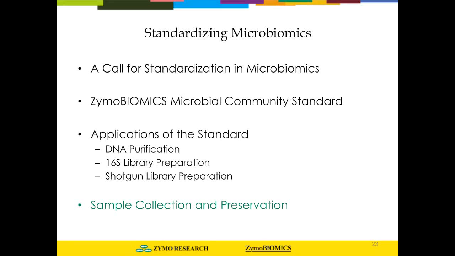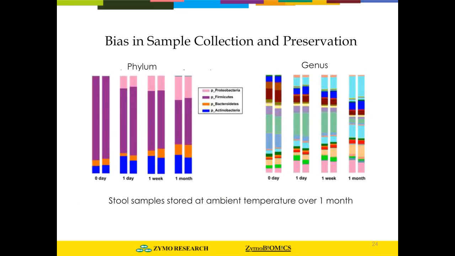So in the end, I would like to talk about addressing bias in sample collection and preservation. As the first step of the whole workflow, sample collection and preservation is critical to the success of the whole microbiomics project. This figure shows how the microbial composition of a stool sample can change when stored at room temperature in the course of 1 month. Actually, the composition has shifted dramatically in just about 1 day.